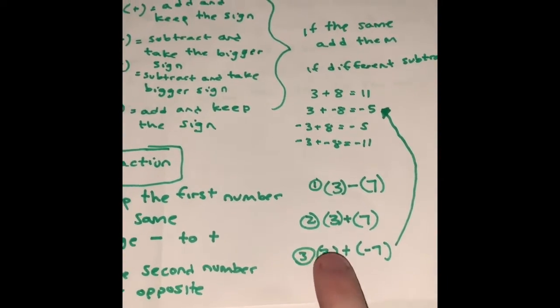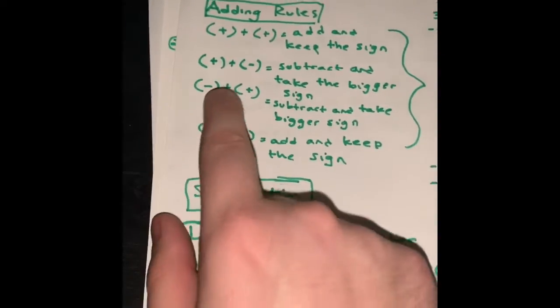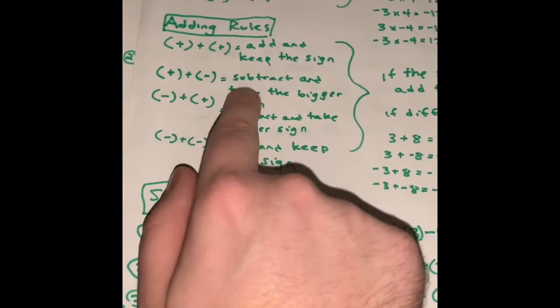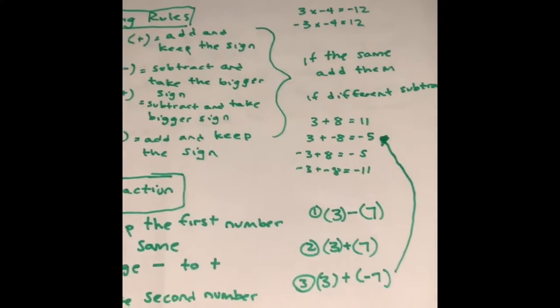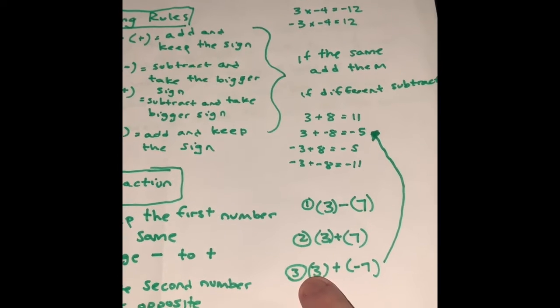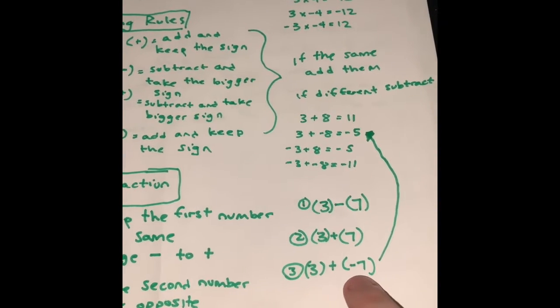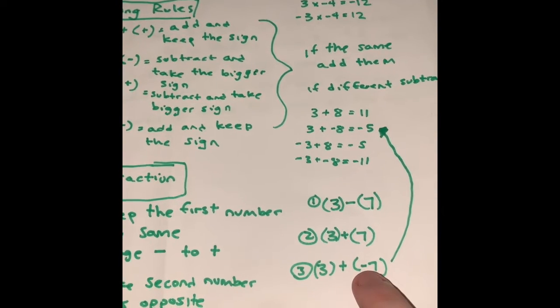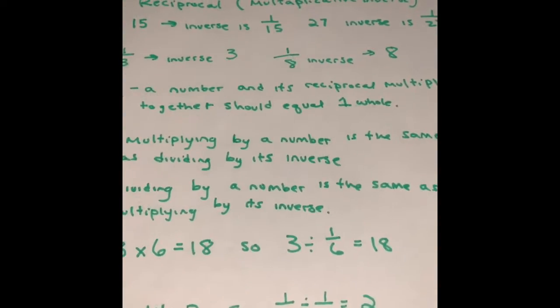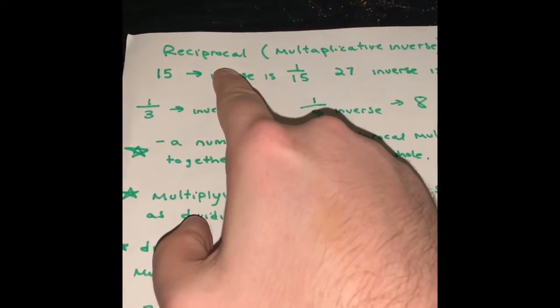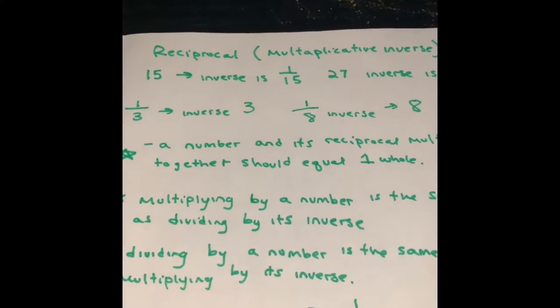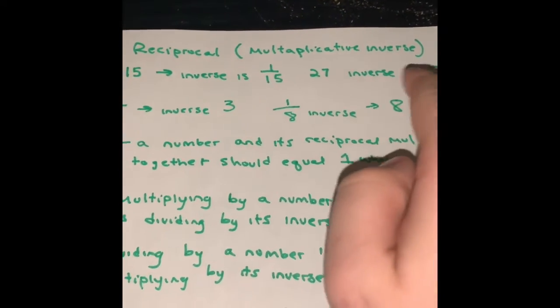We have a positive plus a negative. Positive plus a negative, we're going to subtract and take the bigger sign. So 7 minus 3 is 4, and the bigger number is 7, so we're going to have negative 4. So once again, we're still reviewing from 6th grade. This is reciprocal. Another word for reciprocal is the multiplicative inverse.